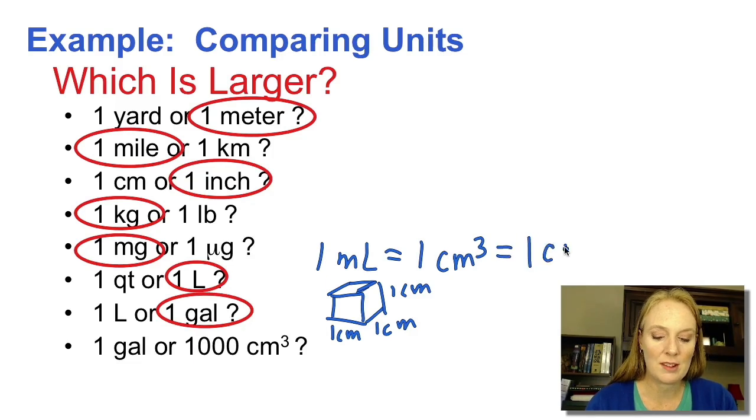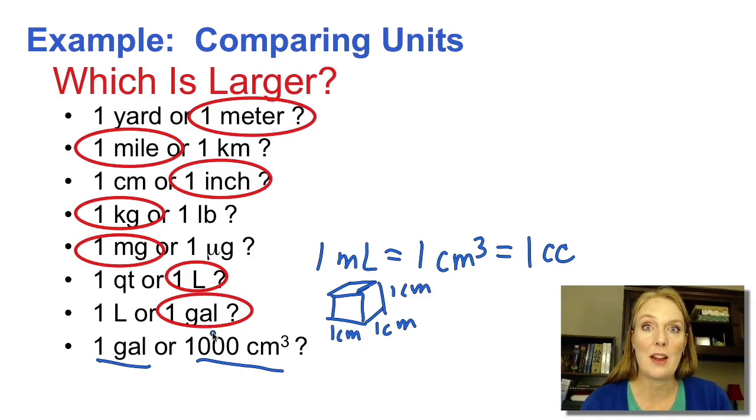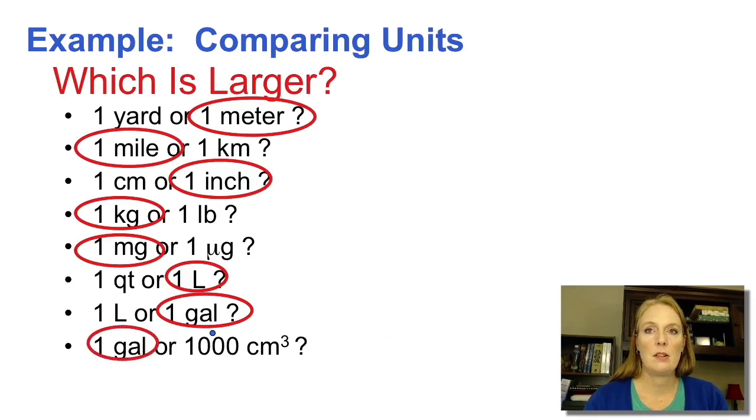Sometimes that's written as 1 cc. They often talk about it that way in medicine. So I think that's really important to know. So what I'm saying down here at the bottom, when I asked you about the gallon or 1,000 cubic centimeters, well, that's asking you about a gallon or 1,000 milliliters, which is the same as asking you about 1 liter. So a gallon is still larger.